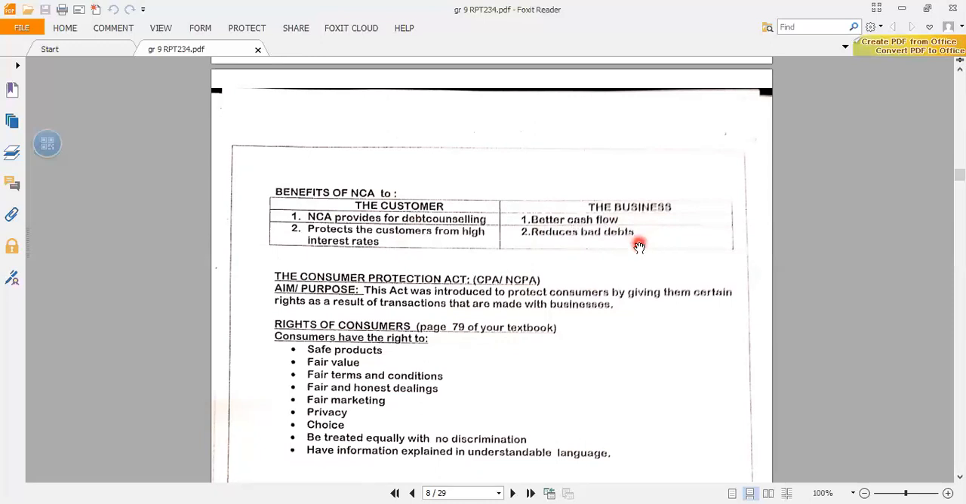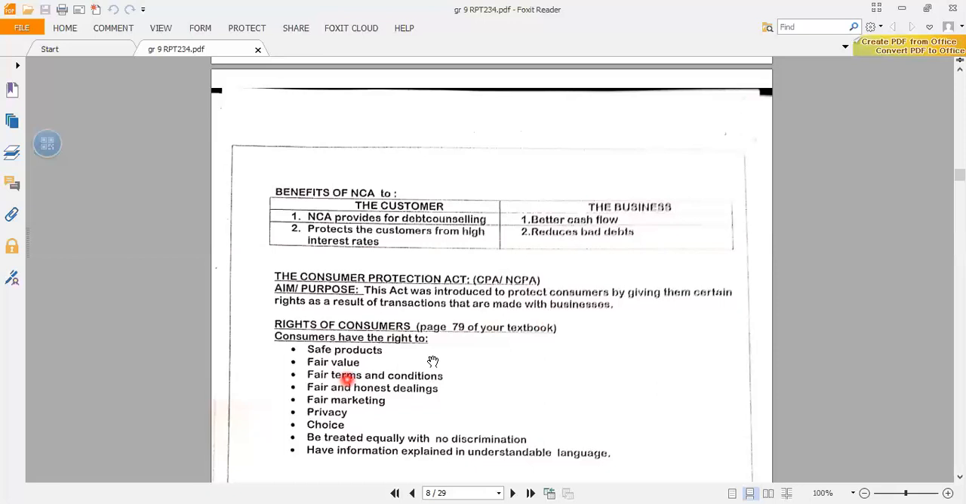Okay? Then we come to the Consumer Protection Act. This is known as the CPA, or the National Consumer Protection Act. The main aim here: this act was introduced to protect consumers by giving them certain rights as a result of transactions that were made with the business. Here we are looking at consumers. The idea is to protect consumers more, right?